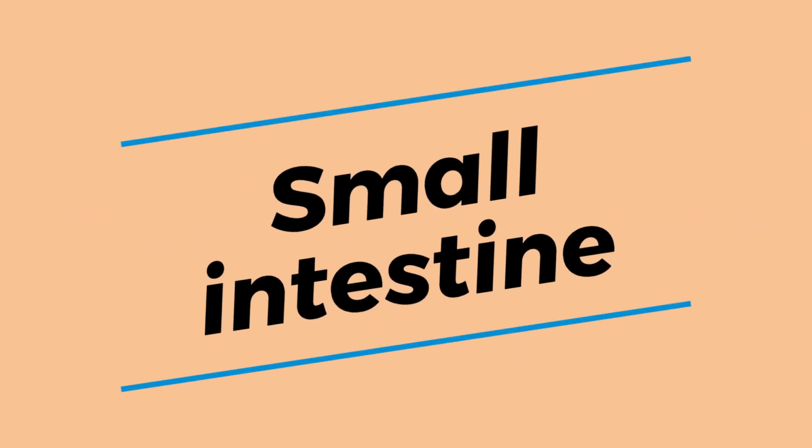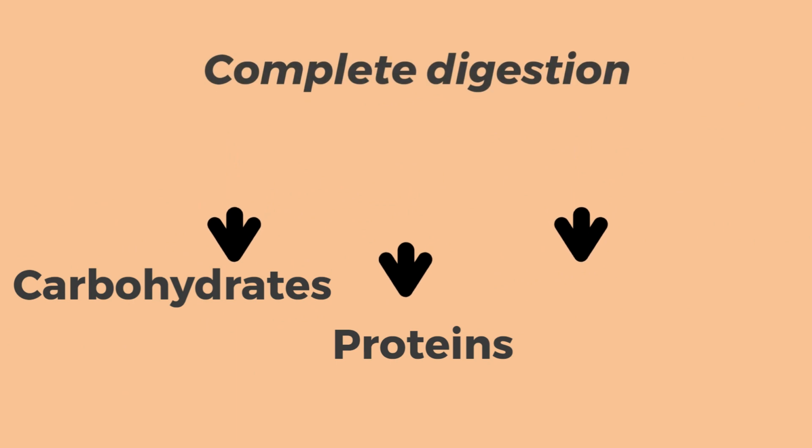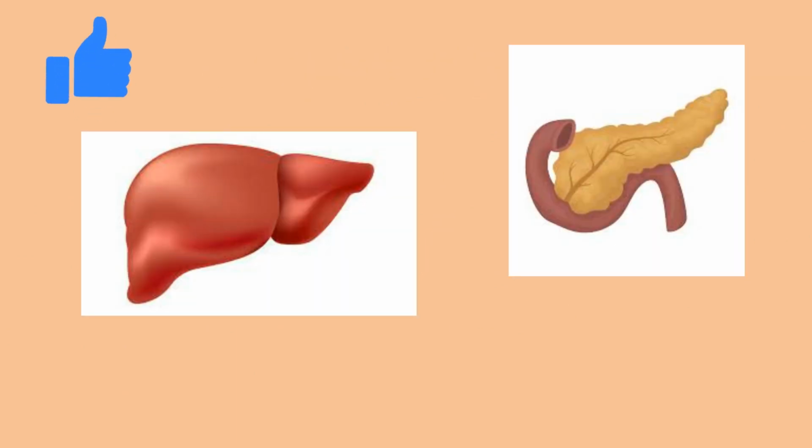From the stomach, the food now enters into the small intestine. Complete digestion of carbohydrates, proteins and fats occurs in the small intestine. The small intestine receives secretions from the liver and pancreas for the purpose of complete digestion. The following important steps occur in the small intestine.